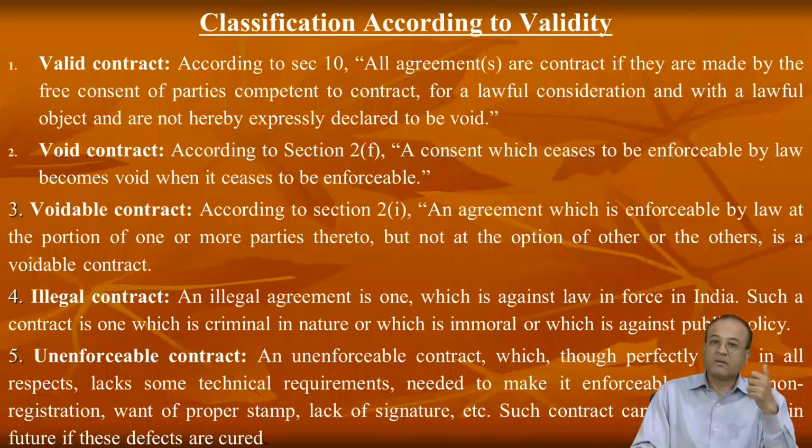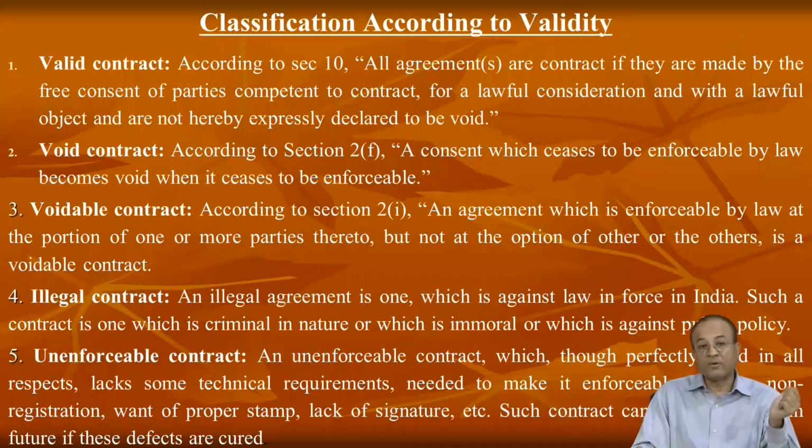Valid contract, according to Section 10: All agreements are contracts if they are made by the free consent of parties competent to contract, for a lawful consideration and with a lawful object, and are not hereby expressly declared to be void. Thus, only a valid contract can create legal obligation.